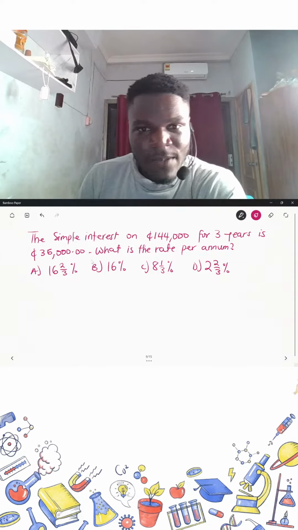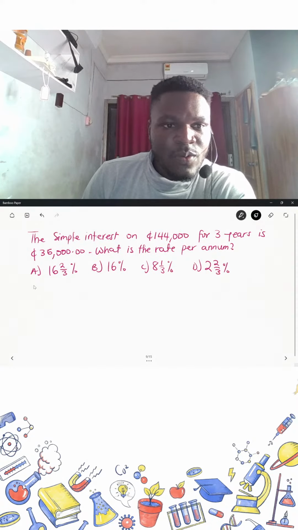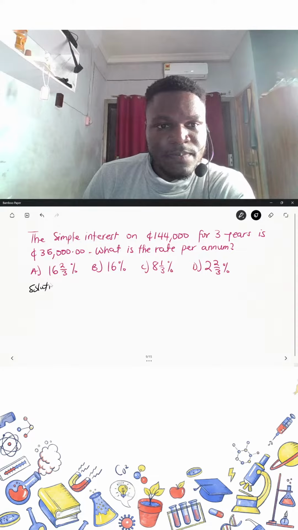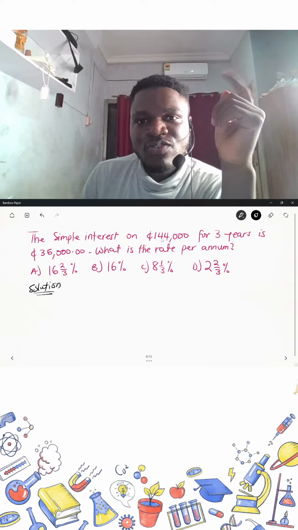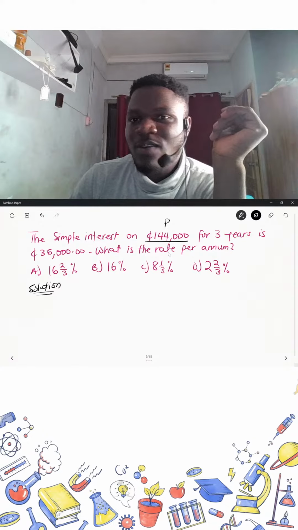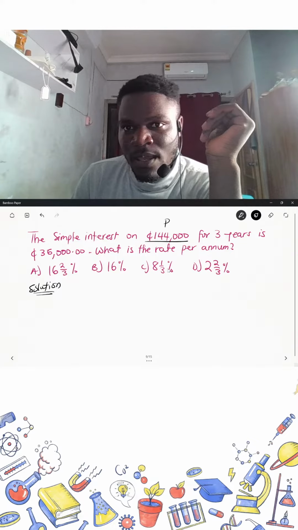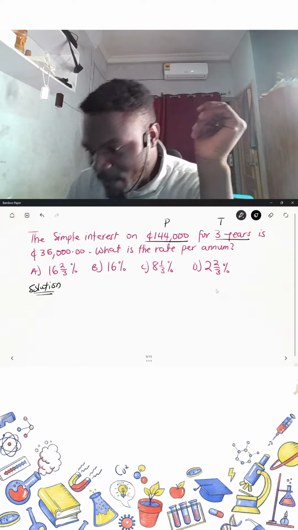But how did we get that answer? So let's look at it. So we write down our solution. The question is saying that the simple interest on 144,000. So 144,000 is our principal, for 3 years. So the 3 years becomes our time.